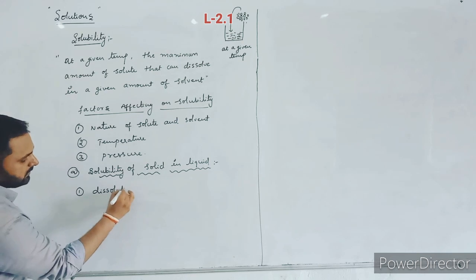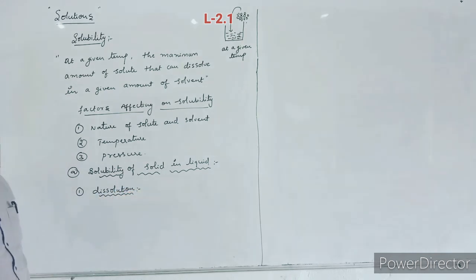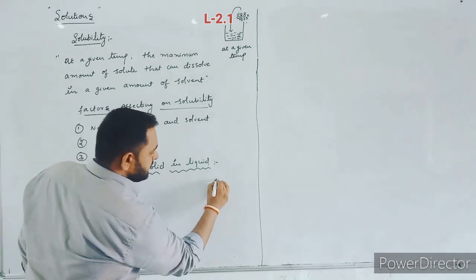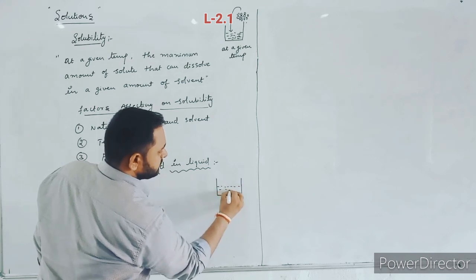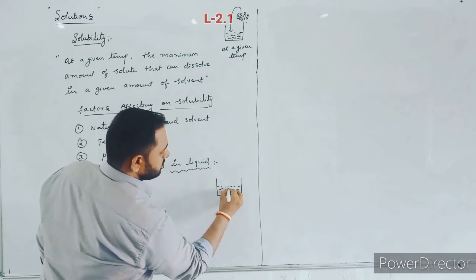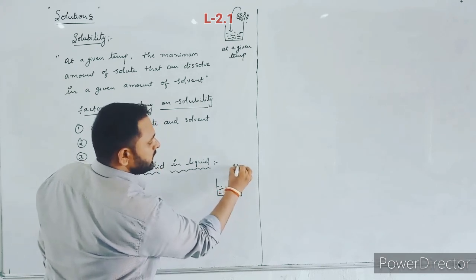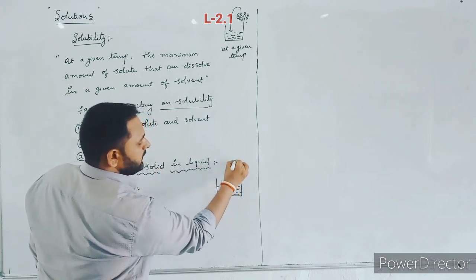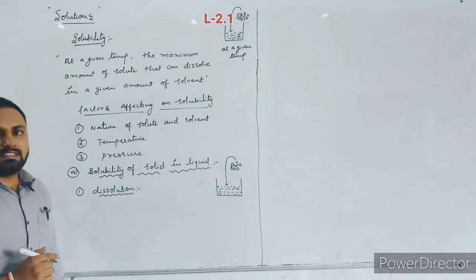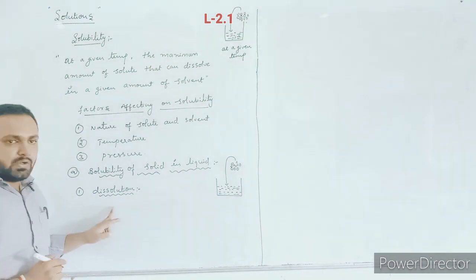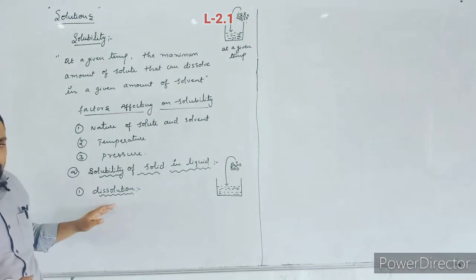What is dissolution? Here, let's consider a beaker, it contains a solvent. When solid solute is added to solvent, two types of process take place simultaneously. One is dissolution, another one is crystallization. Now let us understand what is dissolution.